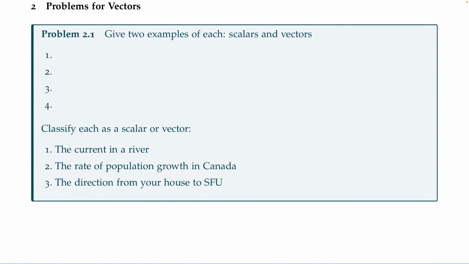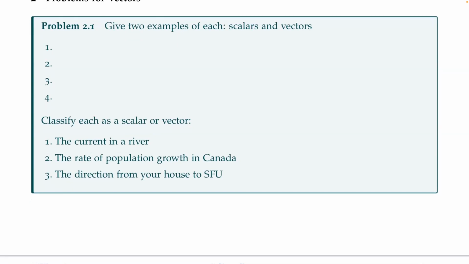Direction from your house to SFU. Vector. Depends if you're looking, say, just on a 2D map and you said, okay, my house is here and SFU is over here. That would just be a direction and you wouldn't care about the magnitude, right? But if you're thinking about a 3D map and say, my house is here and SFU is up the hill, then I've got to go in a direction that has two components. Okay, so now we would describe this as a vector.